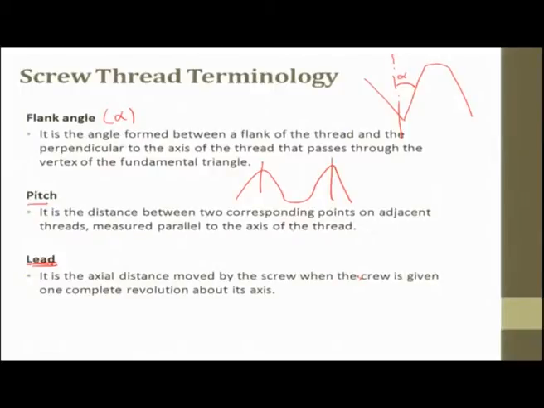For example, you have a shaft or you have a screw, then you have a nut. This nut is rotated. So, it is the axial distance moved by the screw when the screw is given one complete revolution about its axis is called the lead.